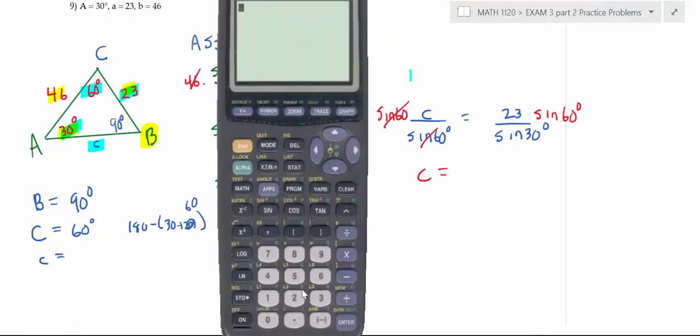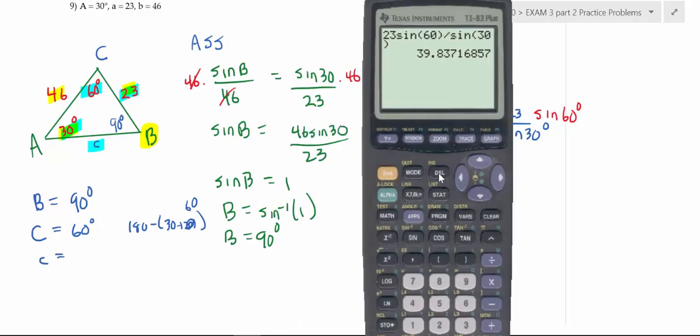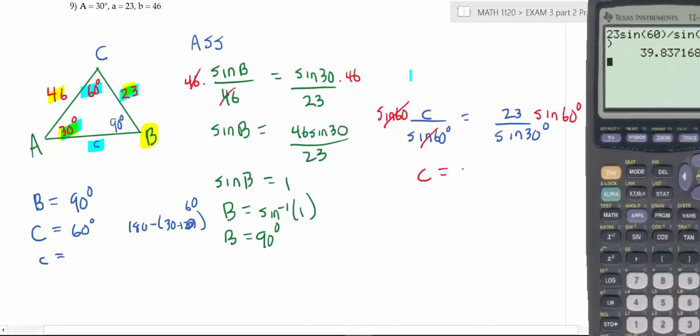So we've got 23 times the sine of 60 degrees divided by the sine of 30 degrees. So that's going to be about 39.9 or 39.8. And then that will give a solution to the problem.